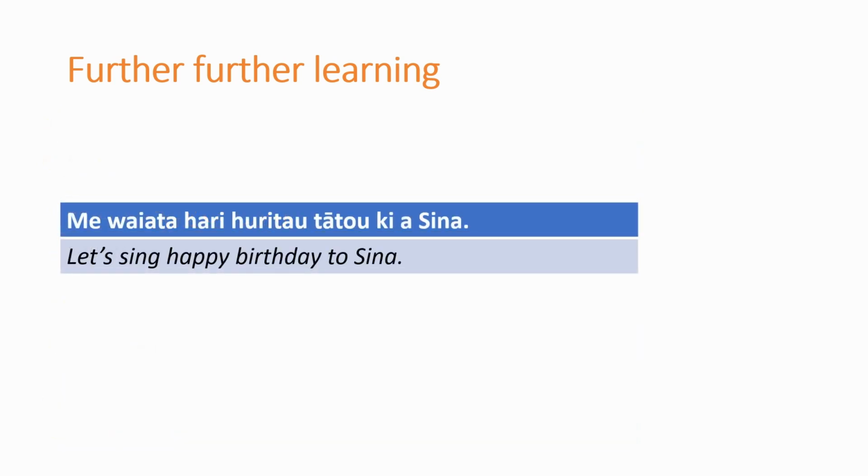And lastly, if you want to learn this in te reo Māori, go ahead. Me waiata hari huritau tātou ki a Sina. Me means should or must. Waiata means to sing, if it's a verb. Hari huritau, remember hari is happy. Huritau means birthday or anniversary. Tātou means all of us. Ki means to. A is a particle you use in front of someone's name, hence Sina. So it means let's sing happy birthday to Sina.